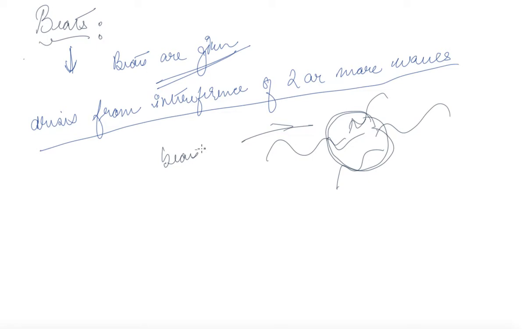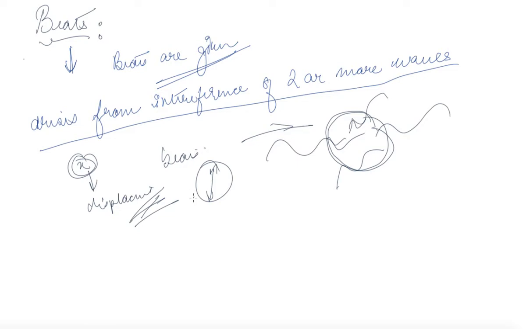So you can see that beats occur when two harmonic sound waves are very close in frequency. As we have discussed in our harmonic oscillations, harmonic waves are those waves which have very small displacement and which travel to and fro. So this is what we know as harmonic waves.